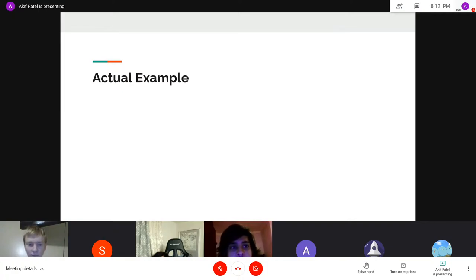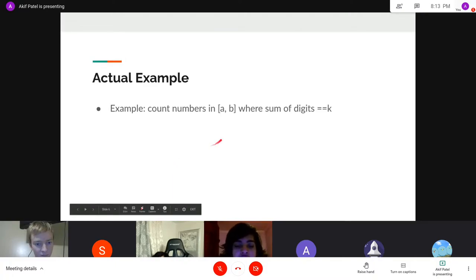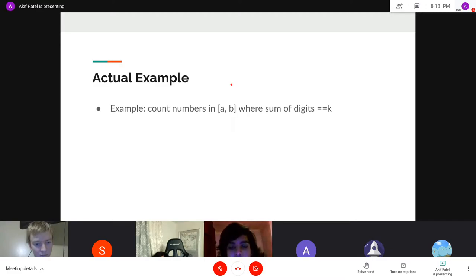Okay, so now we're going to look at an actual example that's not trivially solvable. The example is that we want to count the numbers in this range A to B, where the sum of the digits of that number add up to K. So K is a given parameter. Let's say K is like, I don't know, 5. Then the number 113 would add up to 5. Its digit sum would add to 5. But 1114 would add to 6 and not 5, so you wouldn't count that one. But you would count 113 if that was in the range.